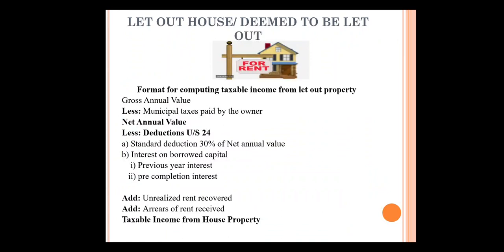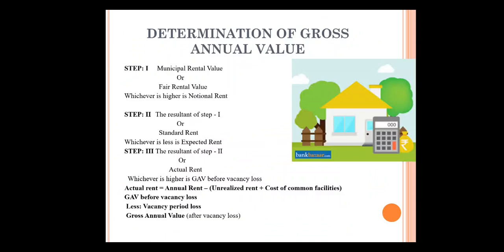Further, under interest on borrowed capital, we have two deductions. First one is previous year interest. Second one is pre-completion interest. After that, we add any unrealized rent recovered and any arrears of rent received. The final answer is taxable income from house property.